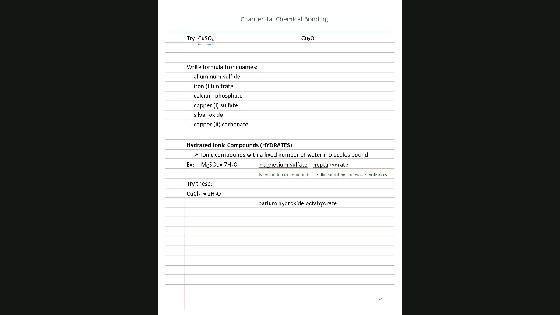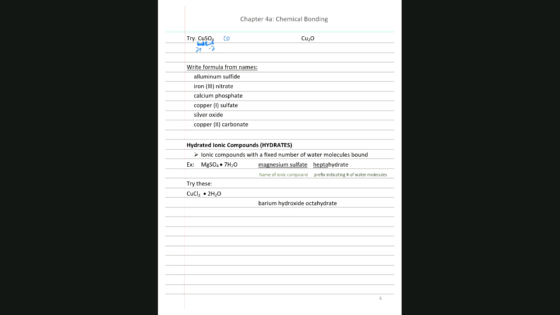It's copper sulfate, but copper is a transition metal, and transition metals need a Roman numeral. What Roman numeral are we going to have on that? So sulfate is a polyatomic ion. You'll have to look that up. What's the charge on the sulfate? 2-. Yep, so the sulfate has a -2 charge. All right, so what is the charge on the copper ion? 2+. It must be 2+ to cancel out that 2-.